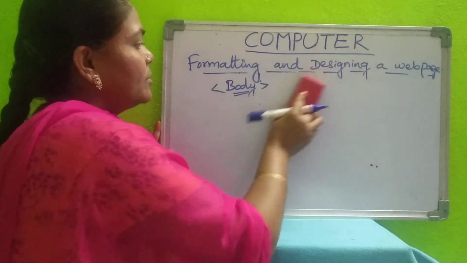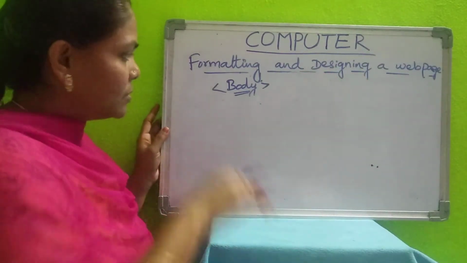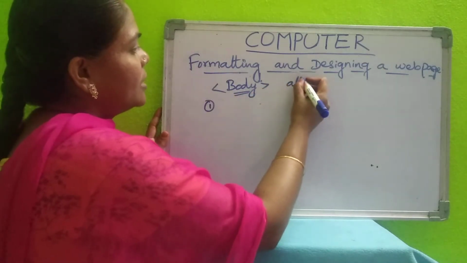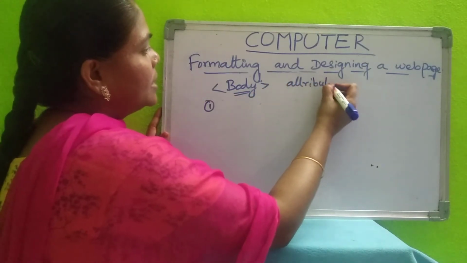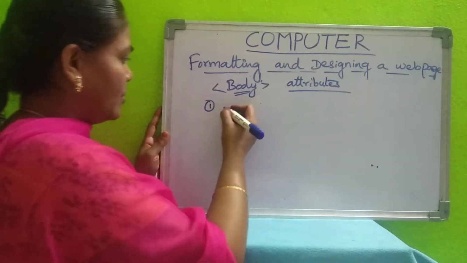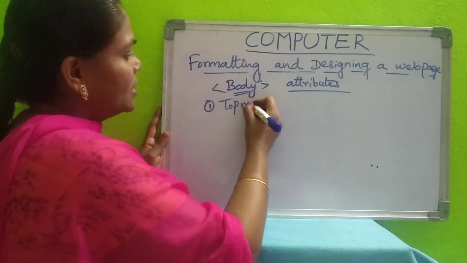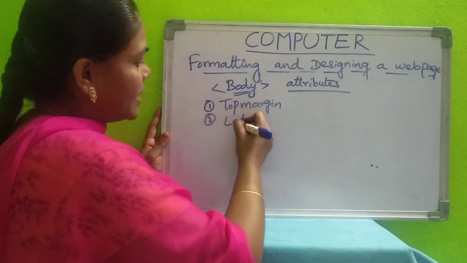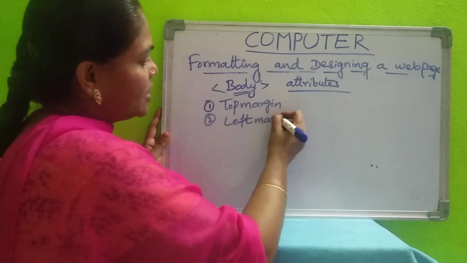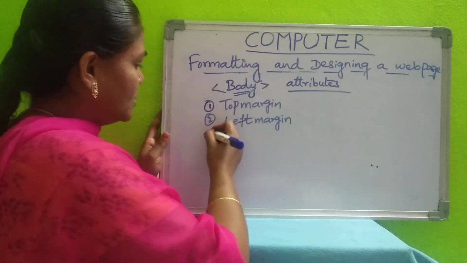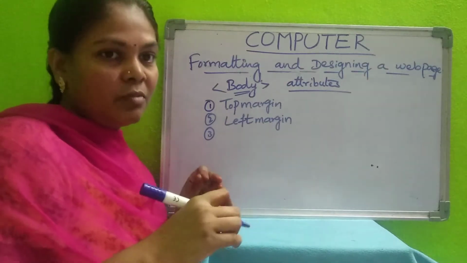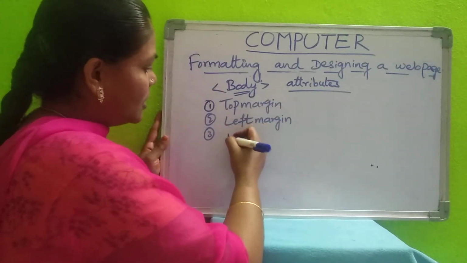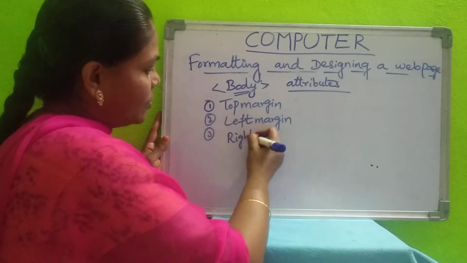Okay, next attributes are margins. In body we have margin attributes. The attributes are top margin, bottom margin, left margin, right margin. So 4 margins we can give. Like when writing you draw margins, like that we can mention the margin for our web page. For the text which is displayed in the web page, we will mention the margins. So how many margins can we mention? Top margin, left margin, right margin and bottom margin.